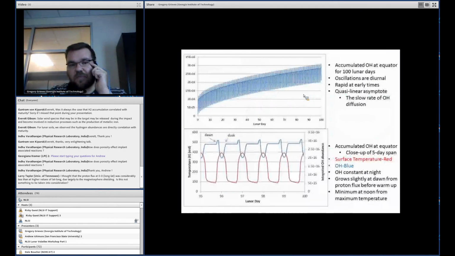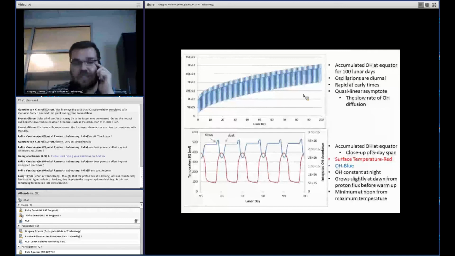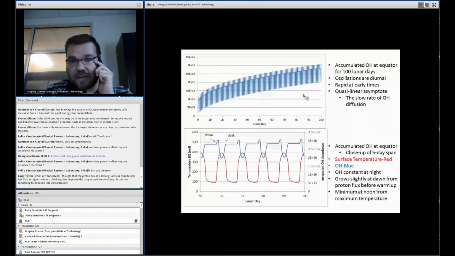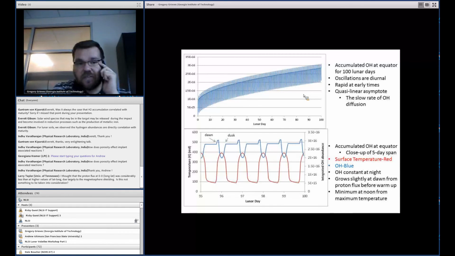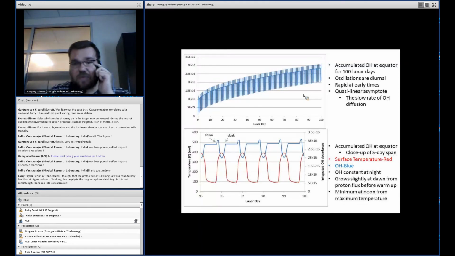So to look at our results, first here plotted is my results for the first 100 lunar days. You can see the accumulation of OH. This is for latitude 0, the equator. The oscillations in the data are diurnal. The growth of the OH is rapid at early times, but it doesn't quite reach a steady state in 100 days. But it does decelerate the rate of implantation. This rate is comparable to the rate of OH diffusion, as I'll show you later.